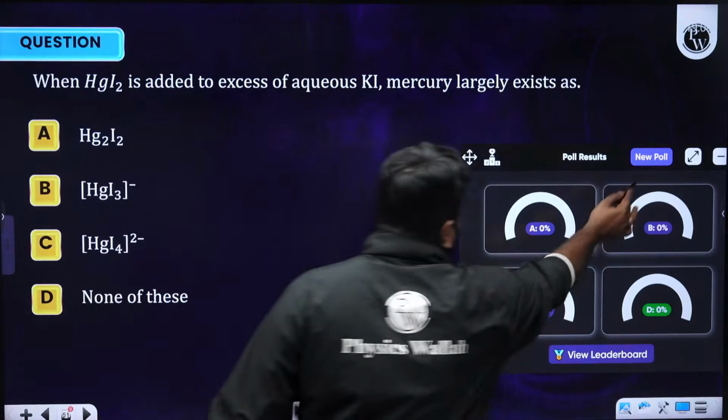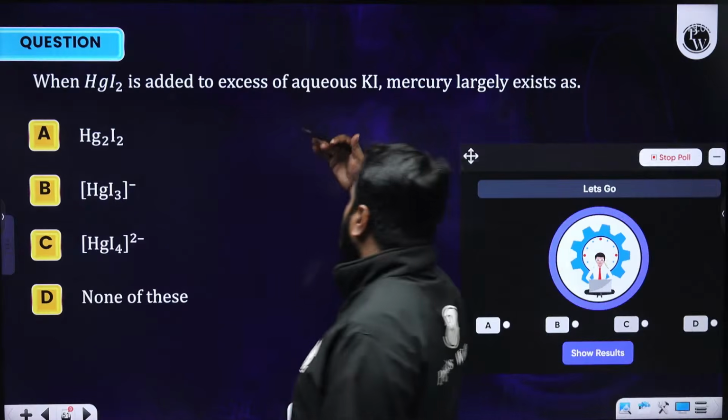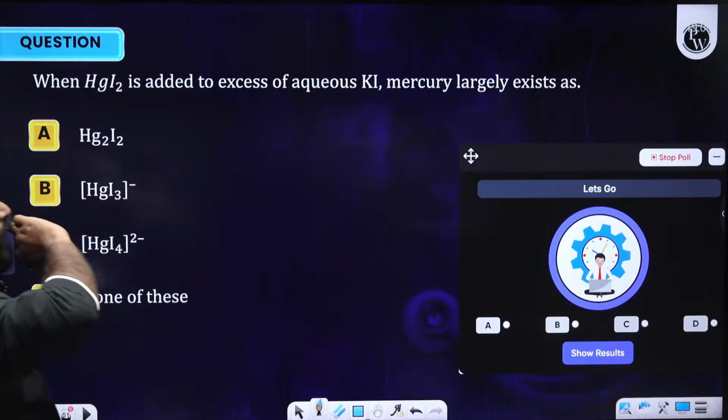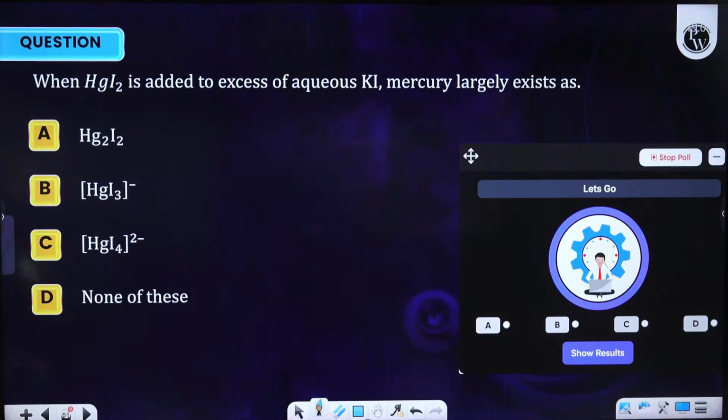When HgI2 is added to excess of aqueous KI, mercury largely exists as: Hg2I2, HgI3, HgI4 2-, or none of these. Tell me, my dear students, what exactly will we be getting?